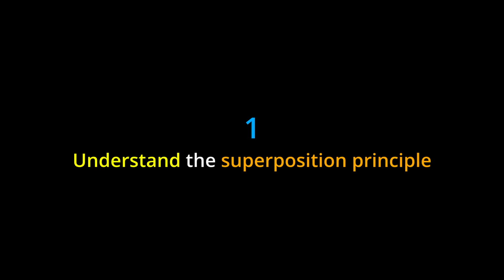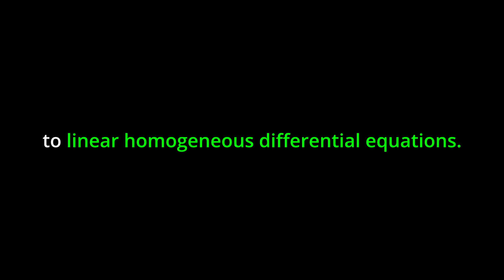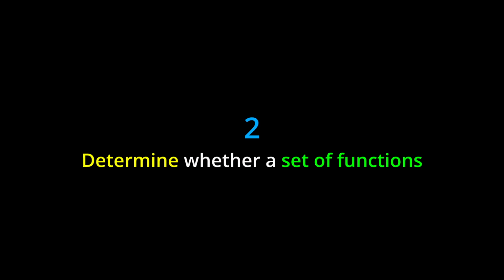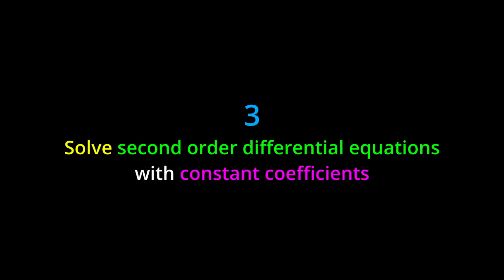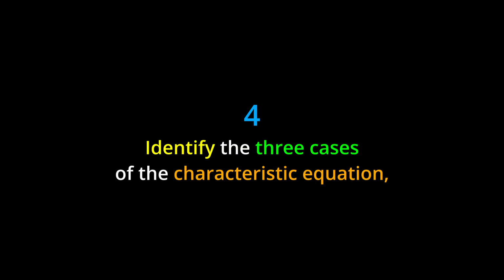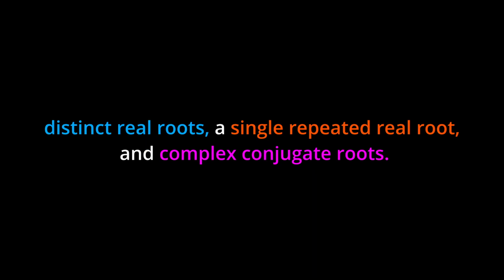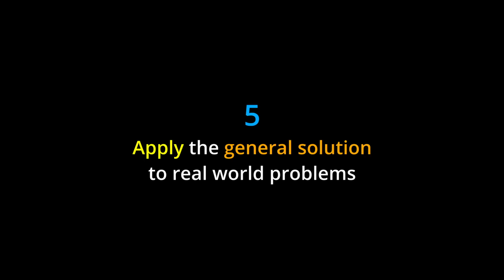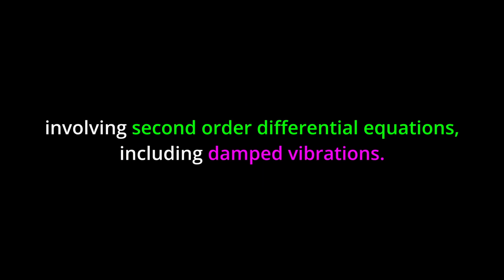Learning objectives. By the end of this chapter, you should be able to: 1. Understand the superposition principle and its application in finding general solutions to linear homogeneous differential equations. 2. Determine whether a set of functions is linearly dependent or linearly independent. 3. Solve second-order differential equations with constant coefficients using the characteristic equation. 4. Identify the three cases of the characteristic equation: distinct real roots, a single repeated real root, and complex conjugate roots. 5. Apply the general solution to real-world problems involving second-order differential equations, including damped vibrations.